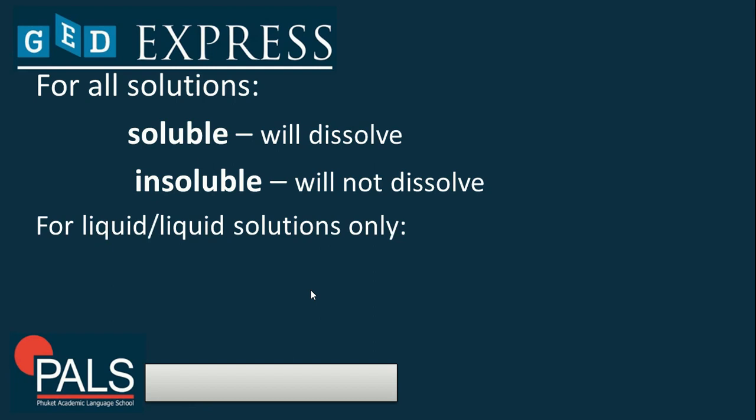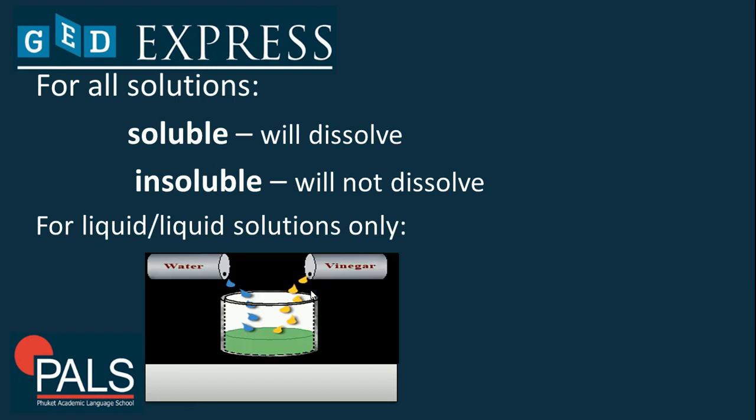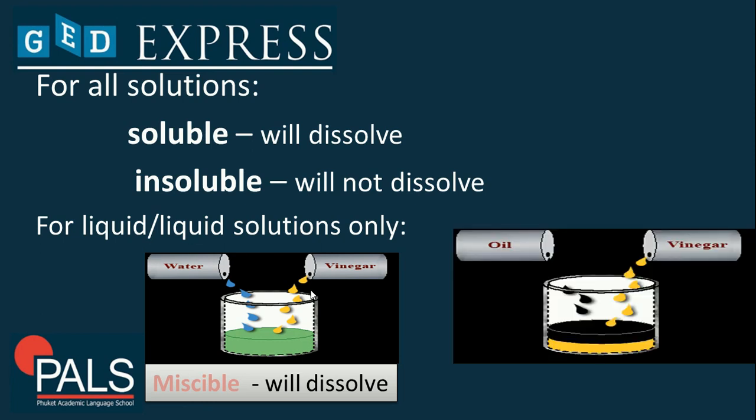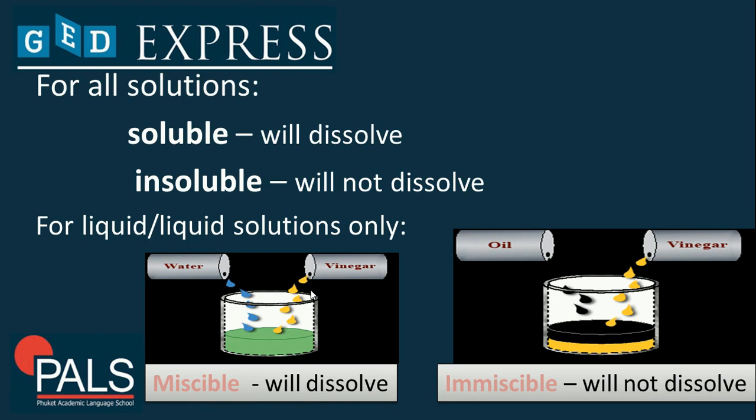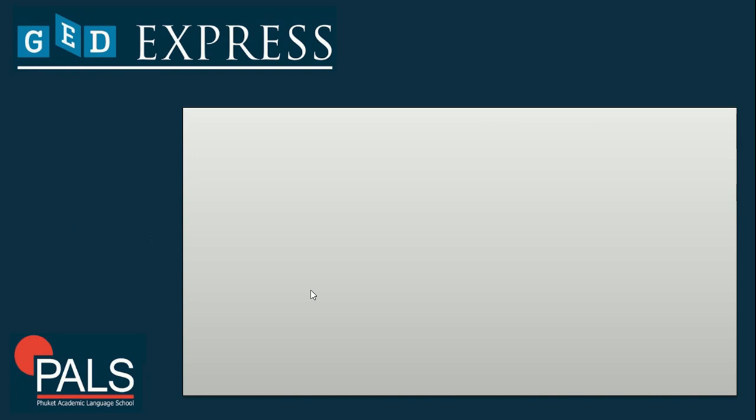For liquid solutions only, for example, water and vinegar, we have the word miscible, which means will dissolve. Miscible is only used for liquid solutions, for example, water and vinegar mixed together. That means if they combine together, they are miscible liquids. The opposite would be immiscible, which will not dissolve. For example, if you combine oil with vinegar, those liquids are immiscible.